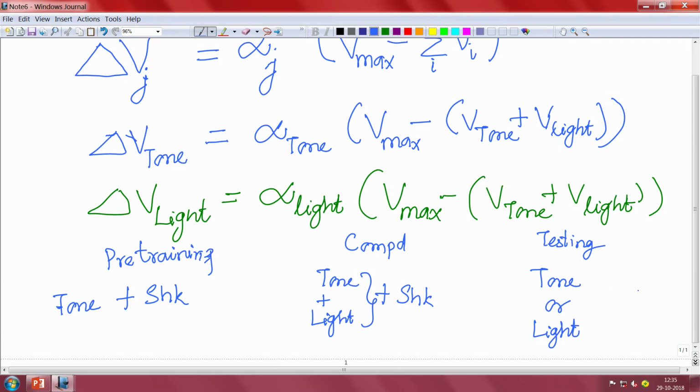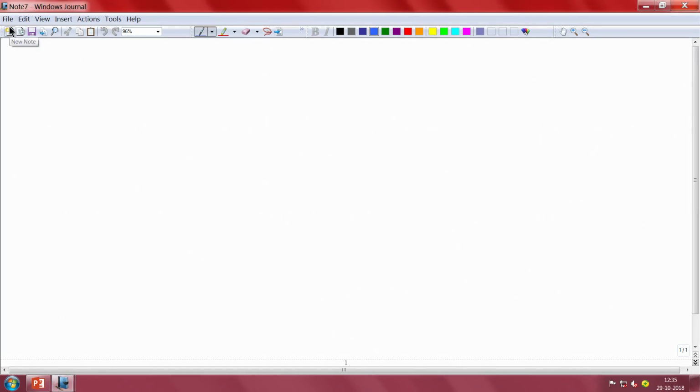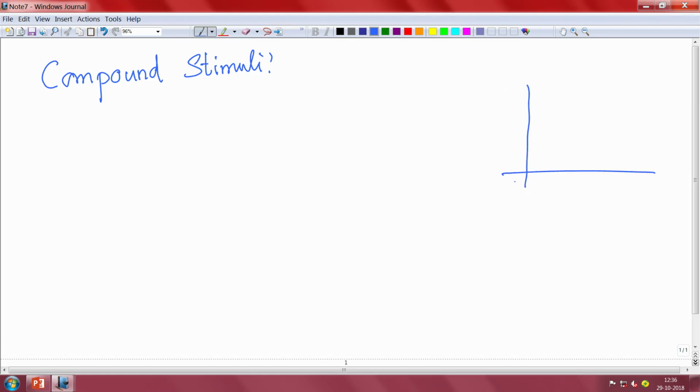So, if you look at this, then what we will see is that when we write down during the compound stimuli, I am going to look at the response graph, response versus trial graph, during the compound stimuli. Okay. Let us start from trial 0 of the compound stimuli. What would the response be?